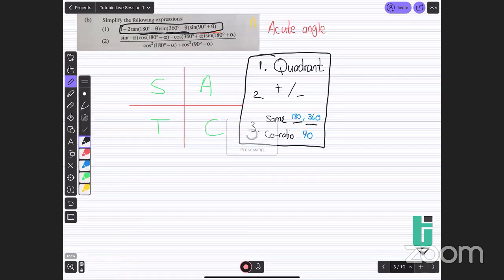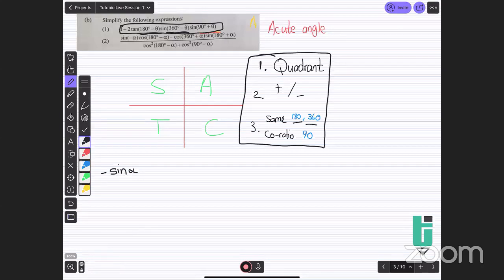What's sine of minus alpha? Okay, let's try Sydney. Sydney, are you there? Hamza, do you want to try sine of minus alpha? Yeah, sure. So sine of minus alpha is in the fourth quadrant, so sine would be negative. And so it would be minus sine alpha. It's 360 minus, so it stays the same.